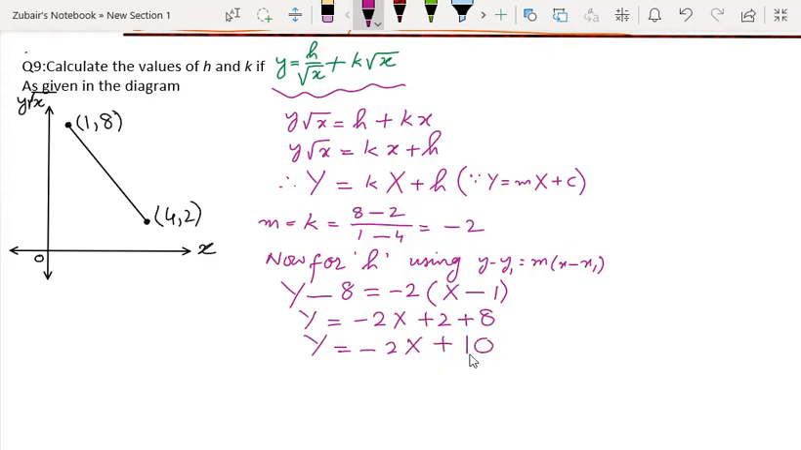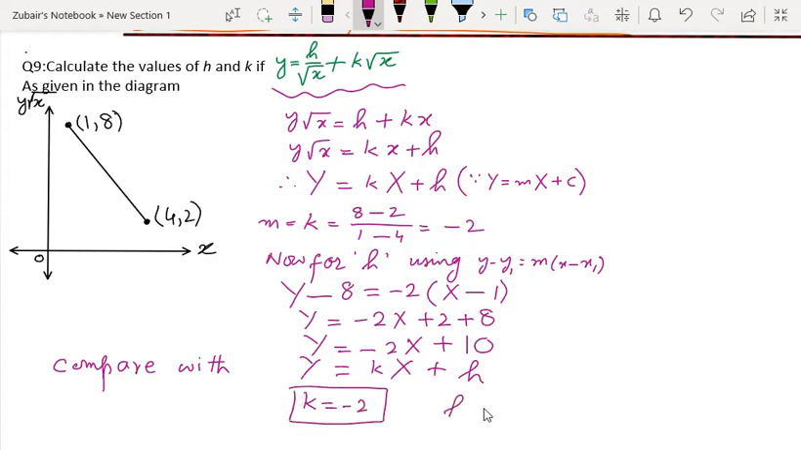So if we compare this with this equation, which is y equal to kx plus h, it becomes quite clear that k is equal to -2, which we already have found, and h is equal to 10, and that's the answer.